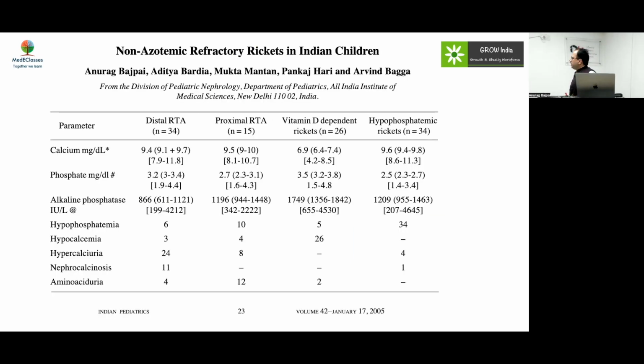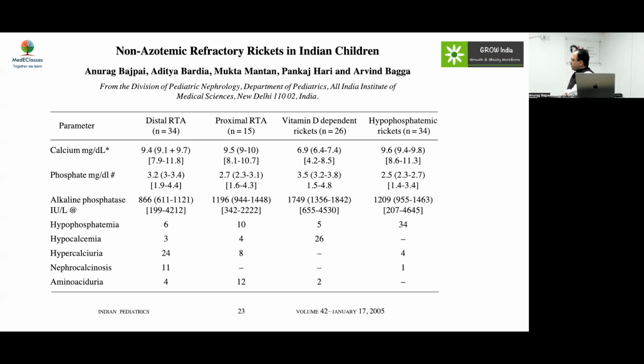Now, if you look at the clinical parameters that we have mentioned here, the most important, of course, is calcium. Calcium will, of course, be very low in VDDR. Phosphorus will be low in everybody. ALP will be higher in most, but not that high in distal RTA. So basic parameters will help you out in that regard. And nephrocalcinosis, of course, will give you a direct pointer towards the diagnosis of a distal RTA.